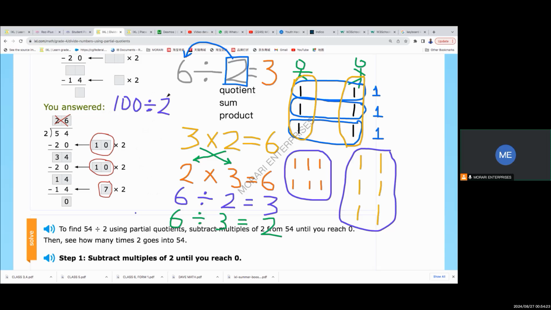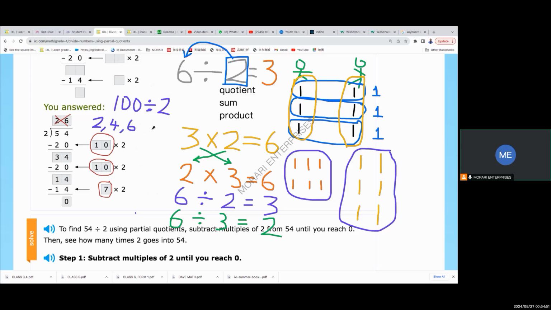We ask ourselves, how many 2's are in 100? And we can easily count. 2, 4, 6, 8. We can count how many 2's. We just keep adding the 2's. This is 1, 2. 2 2's is 4. 3 2's is 6. 4 2's is 8. 5 2's is 10. 6 2's is 12. We can count easily by 2's. And by the time we get to 100, it's 50 2's.